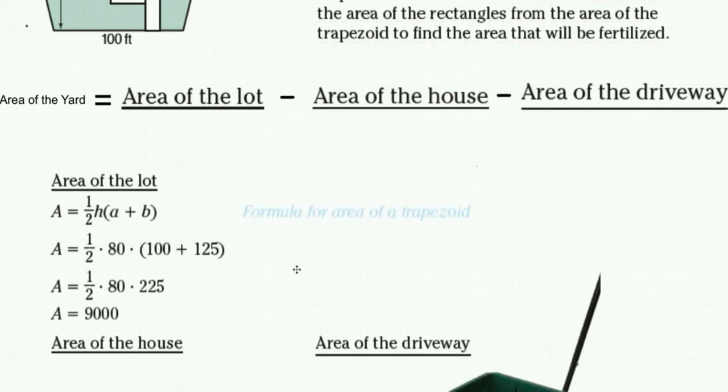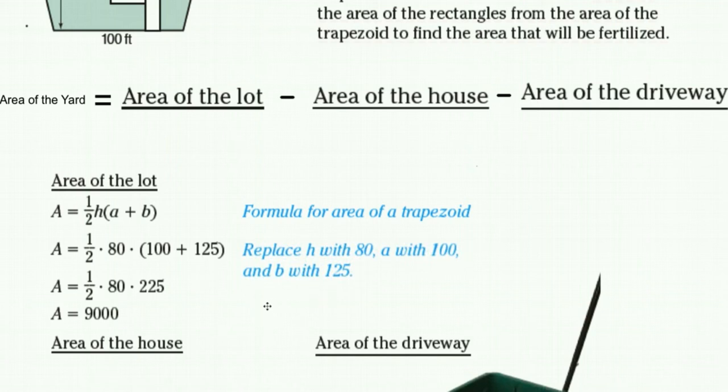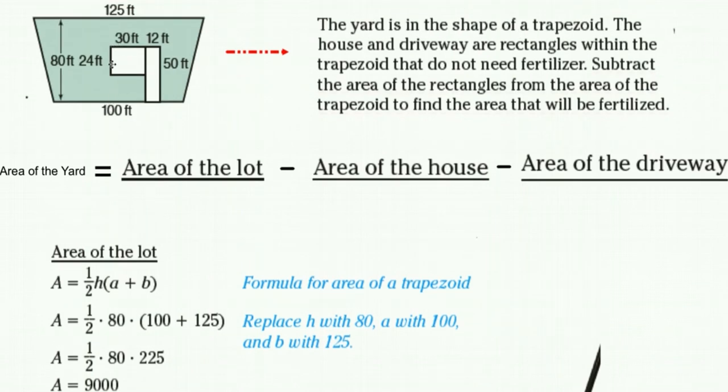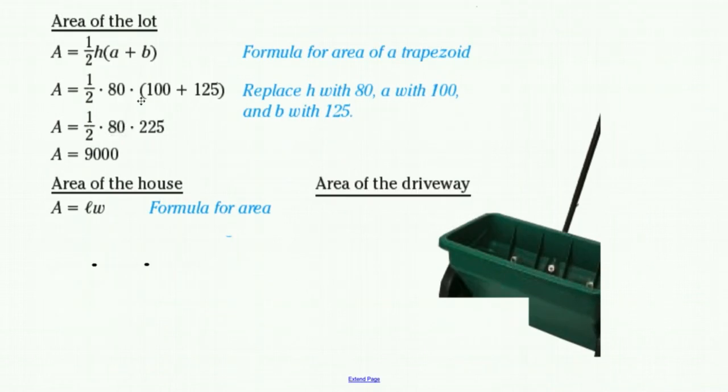Using the formula right here, we simply replace the values in the second step. Now let's find the area of the house. The area of the house is length times width, because the house is a rectangle. This is our house right here. The length is 30 and the width is 24, so we substitute the values. We end up with the area of the house of 720 square feet.